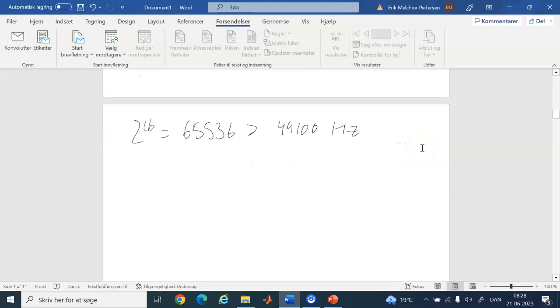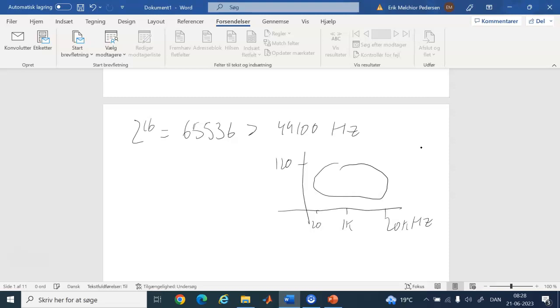So here we have 20 hertz to 20 kilohertz, and then 1K here, and we have 120 decibels here and about 0 here.